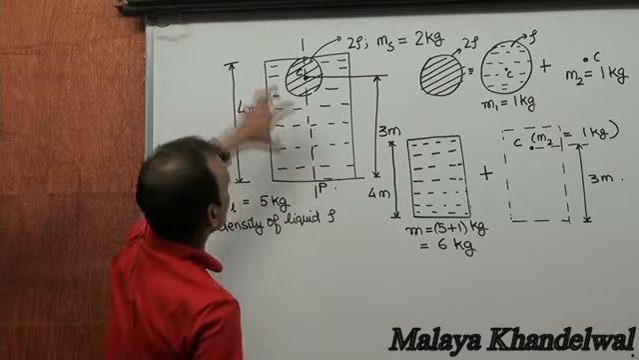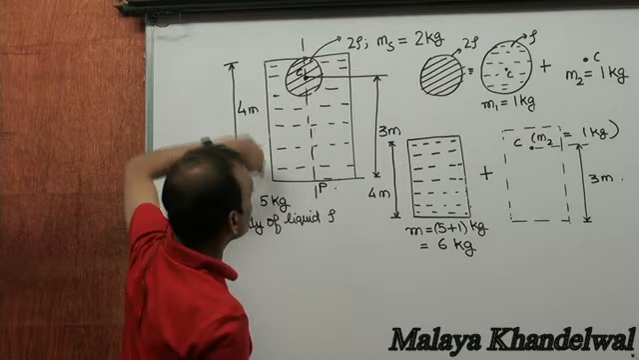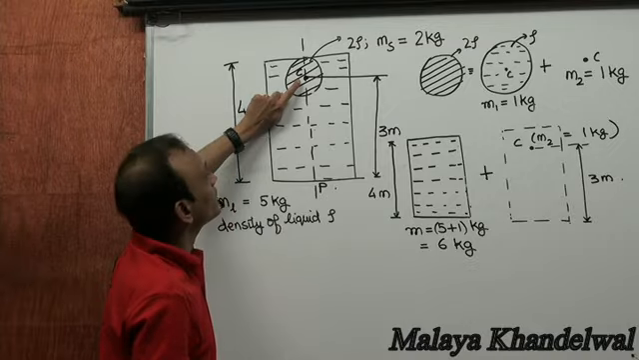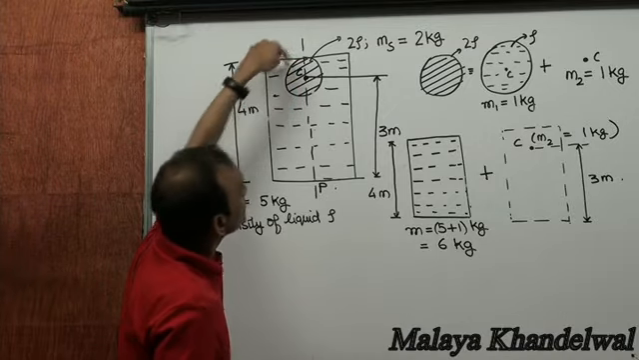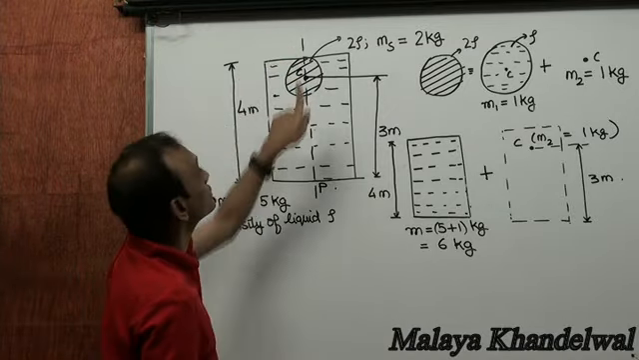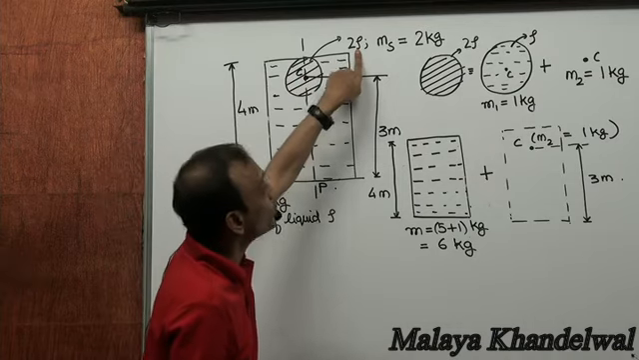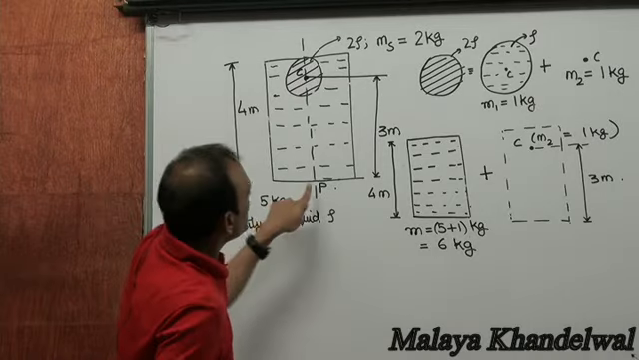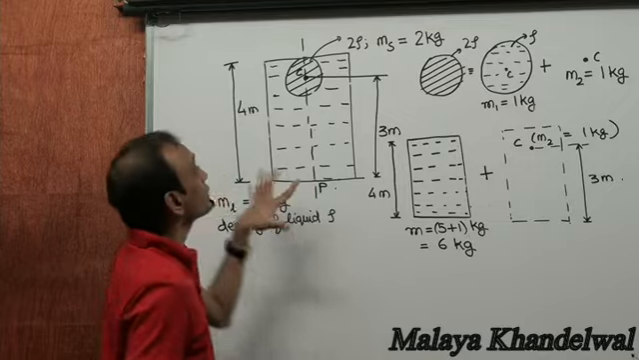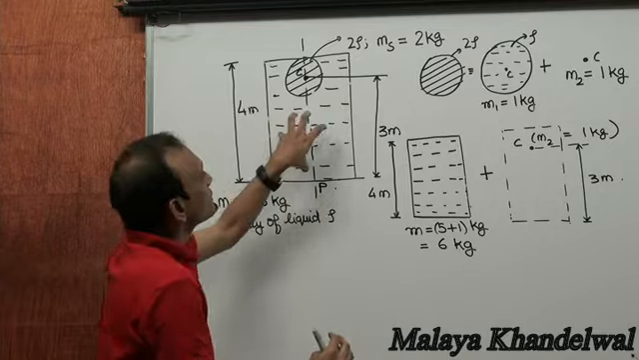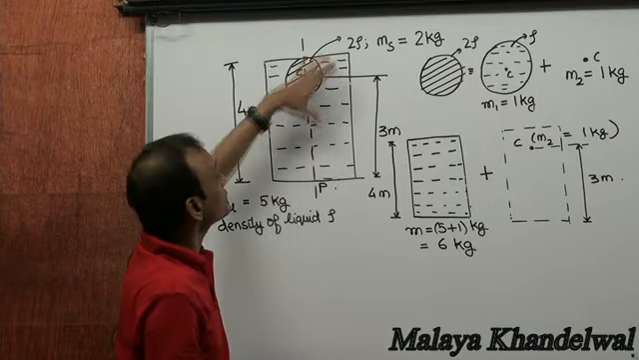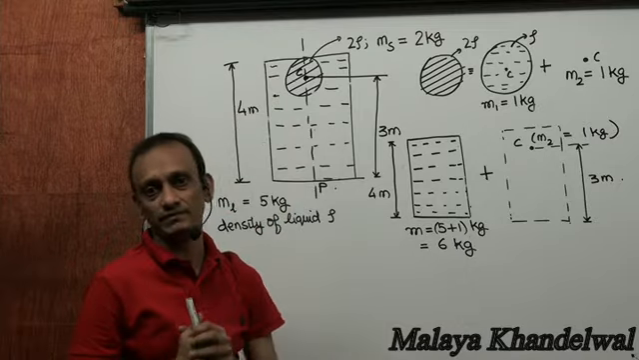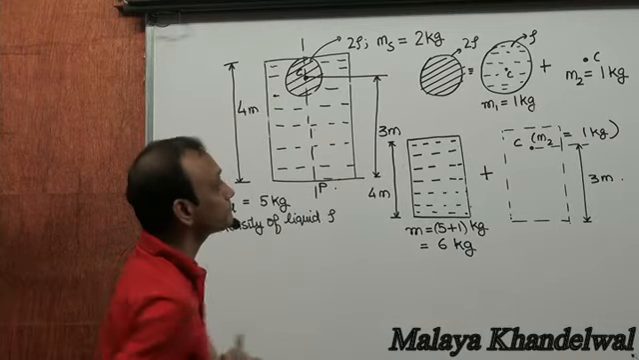Except for a portion of this volume, which is occupied by a sphere whose density is 2 rho, and the mass of the sphere is 2 kgs. P is the bottom of this tank. Now for this system comprising the mass of the liquid and the sphere, we want to be able to compute the height of the center of mass above P. This is what we want to be able to do, right?